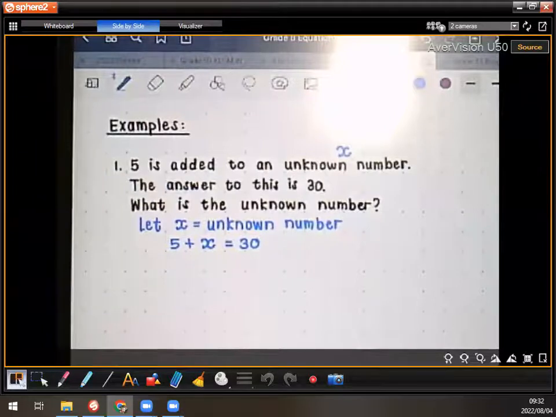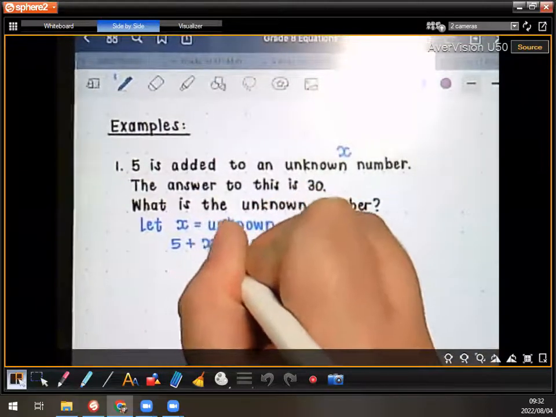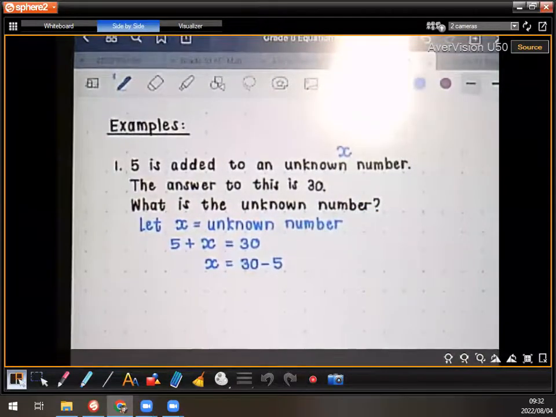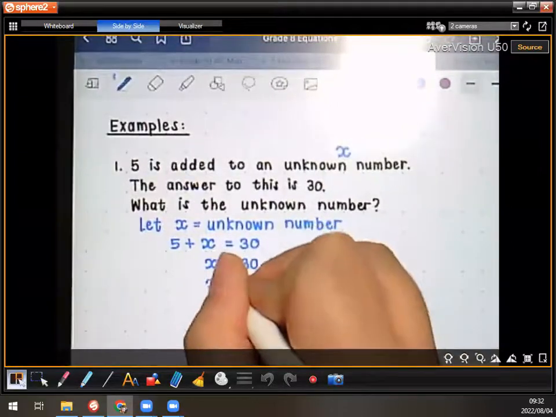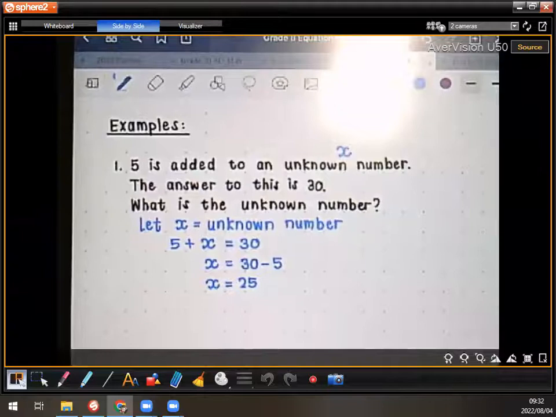Now guys, can I solve that equation quite easily, hey? What's the opposite of adding 5? Subtracting 5. So X is going to be 30 minus 5, which is what? 25. That's one.